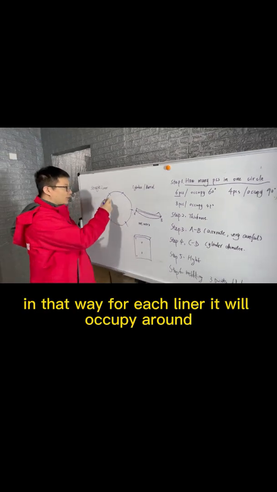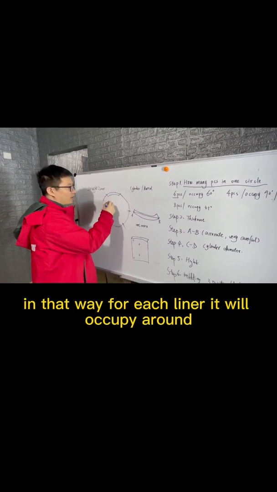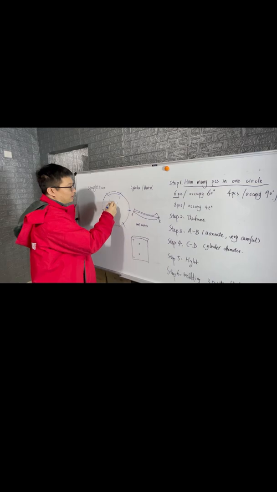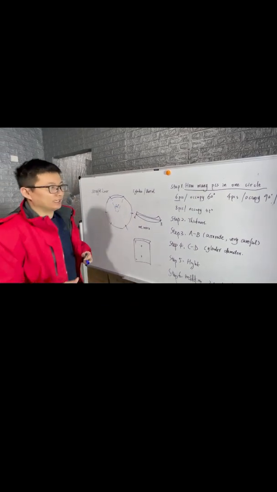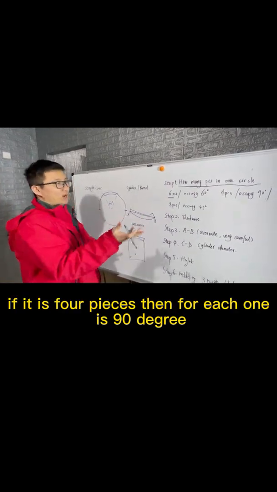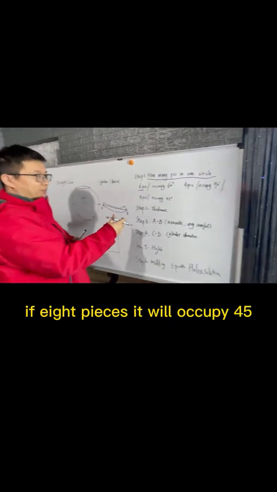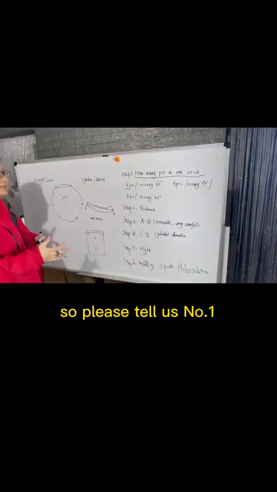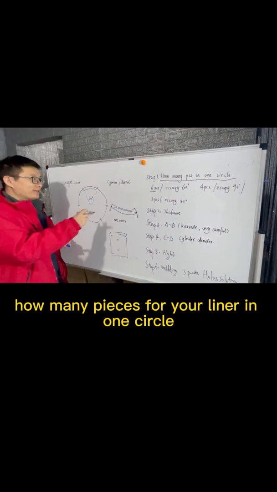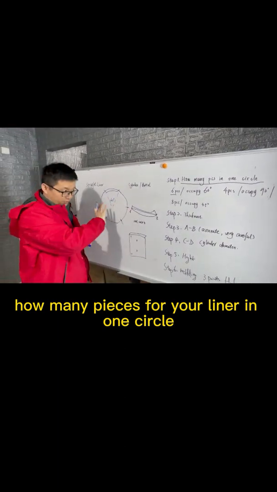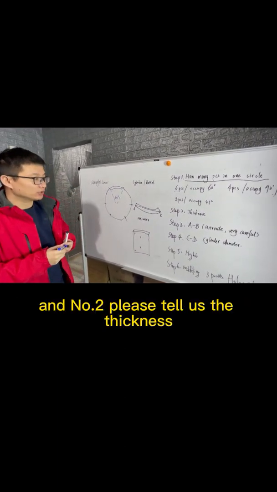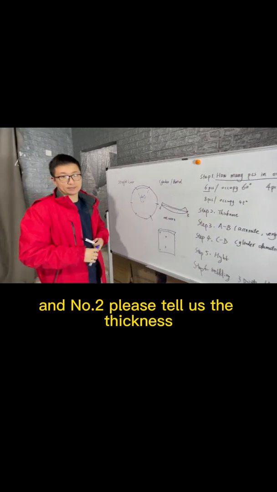In that way, each liner will occupy around 60 degrees. If it is 4 pieces, then each one is 90 degrees. If 8 pieces, it will occupy 45. So please tell us, number one, how many pieces for your liner in one circle? And number two, please tell us the thickness.